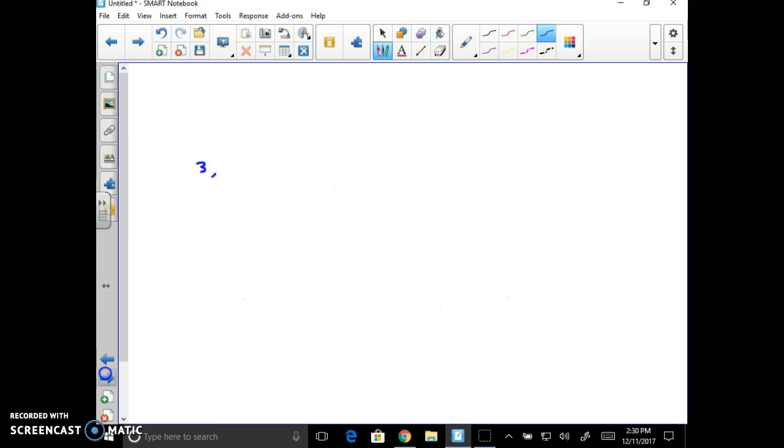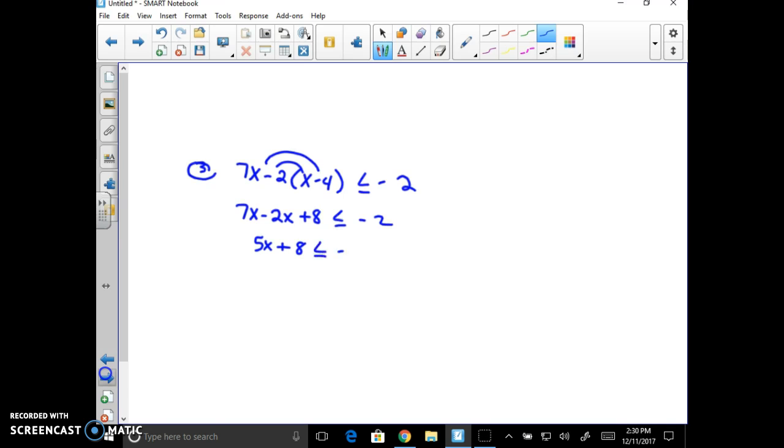Number 3, we have 7x minus 2 times x minus 4, less than or equal to -2. So 7x minus 2x, as I distributed, and 8. Combine like terms, so 5x plus 8. Get your variables together on one side, your constants together on the other side. Going to divide by 5, and x is less than or equal to -2. Notice I didn't reverse the inequality symbol. I have a negative answer, but I didn't divide by a negative, so I'm not going to change it.